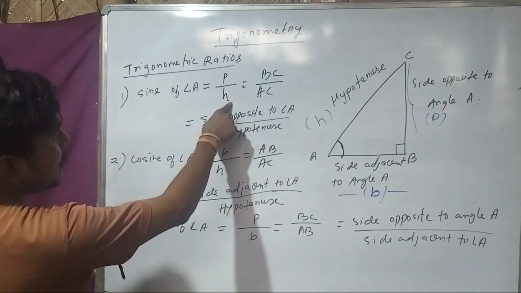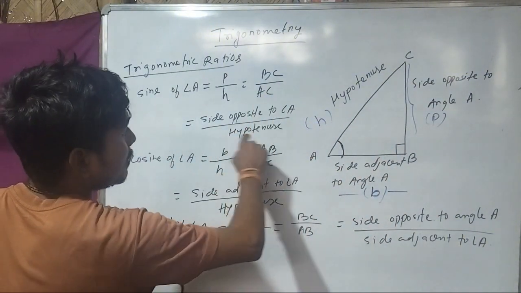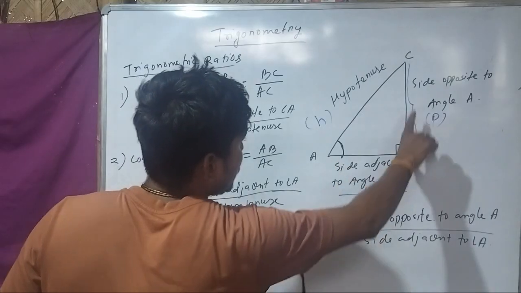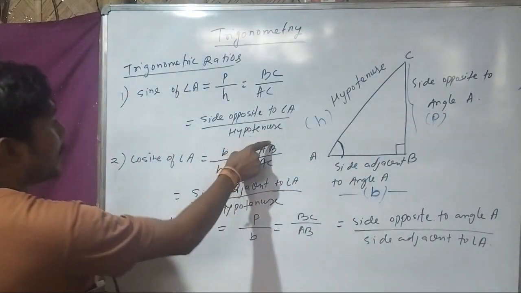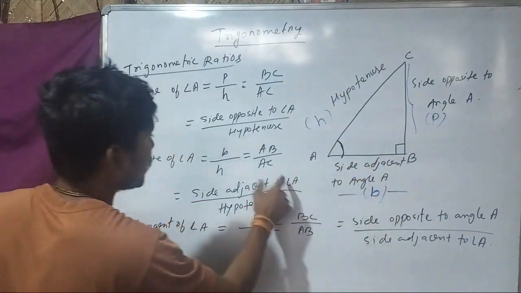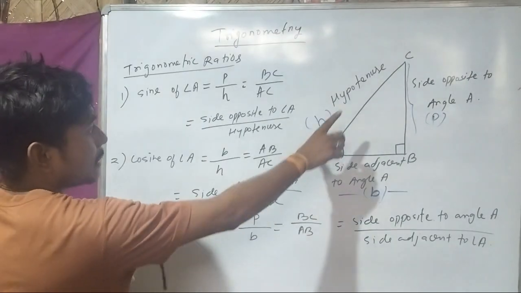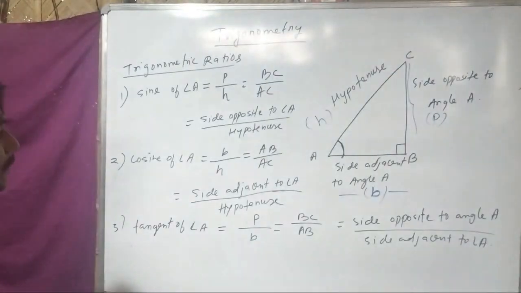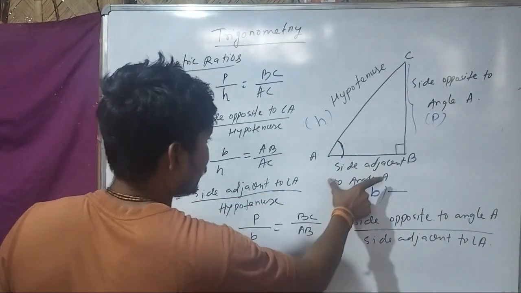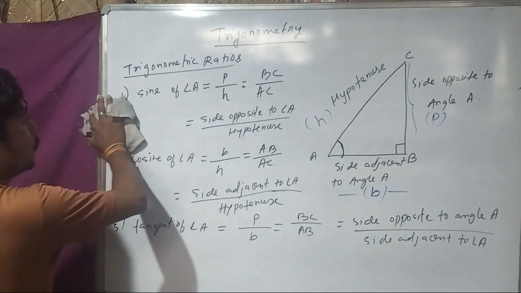Sine of angle is P by H. Perpendicular is BC and hypotenuse is AC, so BC by AC. BC is the side opposite to angle A, so side opposite to angle by hypotenuse. Cosine of angle means base by hypotenuse, AB by AC. AB is the side adjacent to angle and AC is the hypotenuse. Tangent of angle means perpendicular by base, so BC by AB, side opposite to angle A by side adjacent to angle A. Okay, this is the formula.